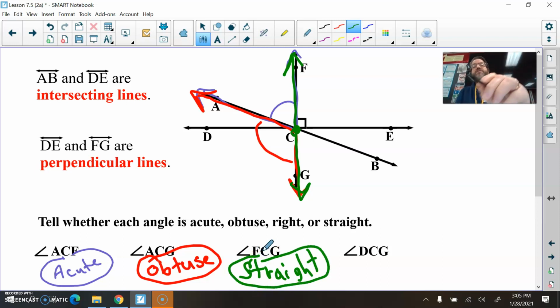And finally, I'll switch colors here one more time. Oh, yellow is too hard to see. I'll just go with this color. I don't even know. Angle DCG. Well, here's D. Here's C. And G is down here. Ooh. Isn't this angle 90 degrees? Right there? Yeah, this is known as a right angle.